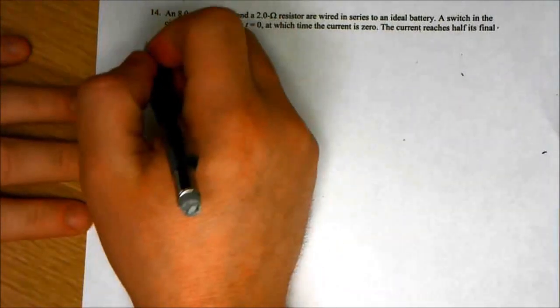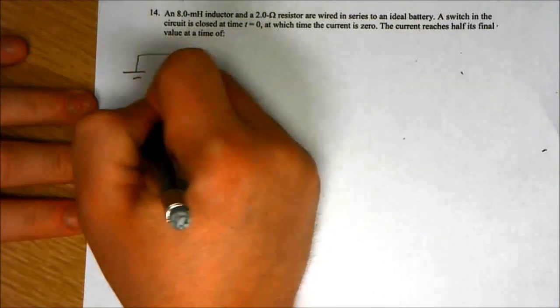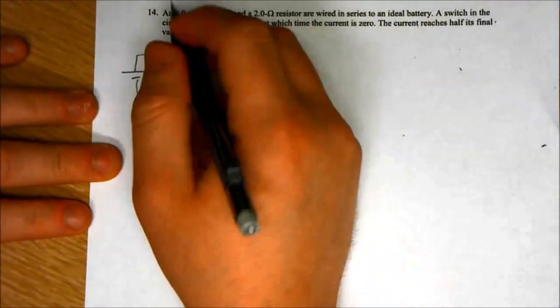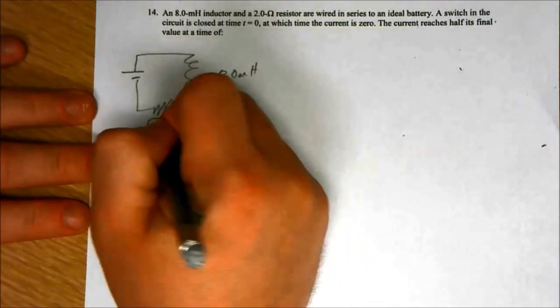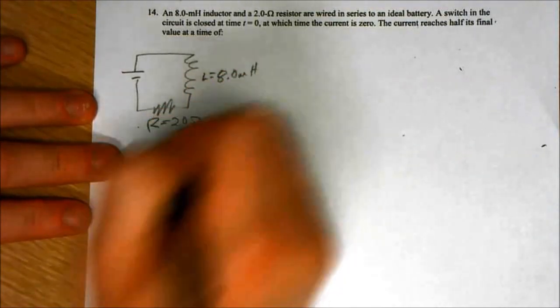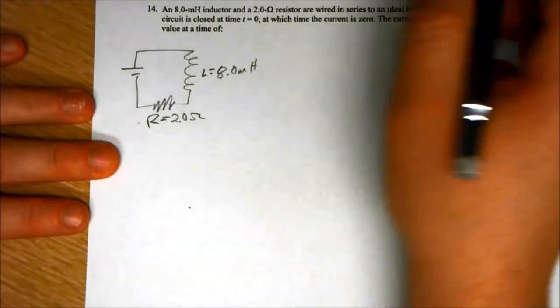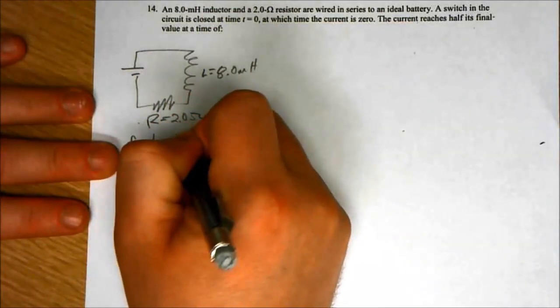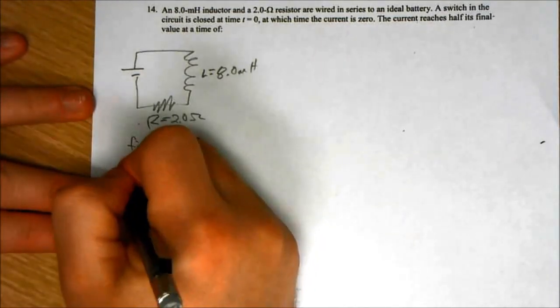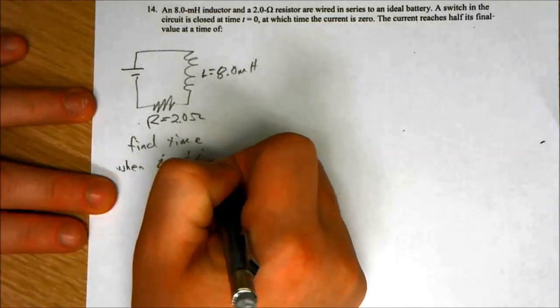This one's a little more interesting. We have an LR circuit with a battery, an inductor L, and a resistor. L equals 8.0 millihenry and resistance equals 2.0 ohms. So we want to know at which time the current reaches half its final value. Find the time when I equals 1/2 I max.